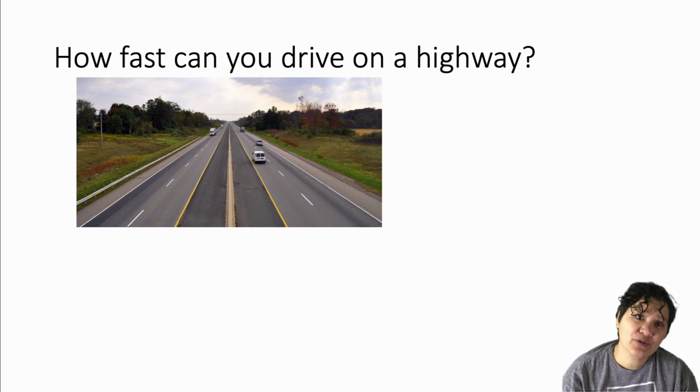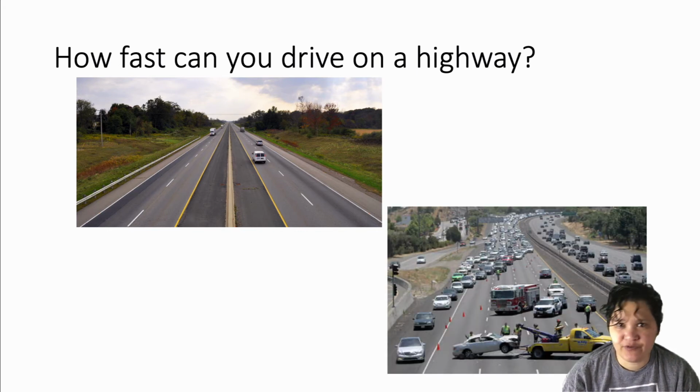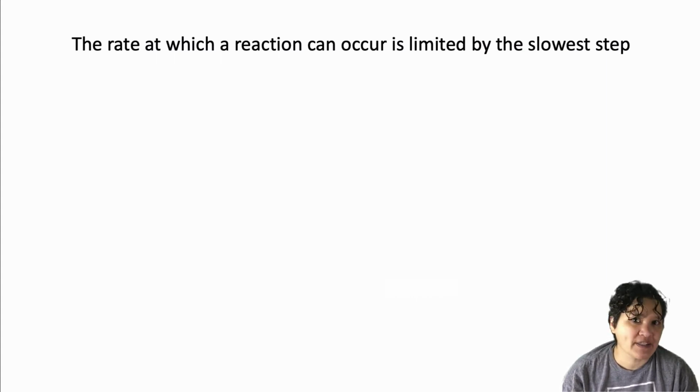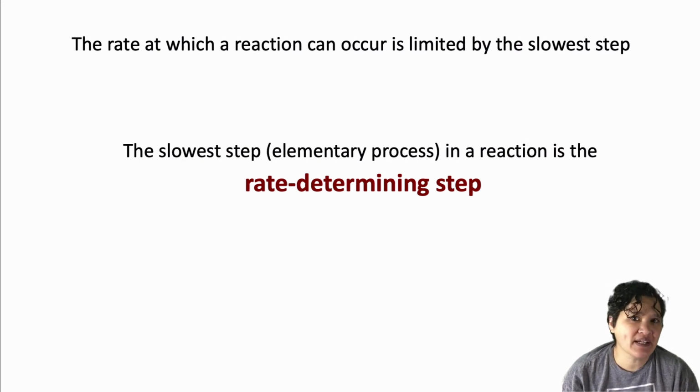But in reality, the truth of the matter is, you can only really drive as fast as the slowest car in your lane. And if all the lanes are filled with slow cars, you can't go 90 miles an hour. Reactions are the same way. Some of the steps go slowly, while others go more quickly. And the rate at which a reaction can occur is limited by that slowest step. We call that slowest step the rate determining step. It's like the pokey car that you get stuck behind that keeps you from going faster.